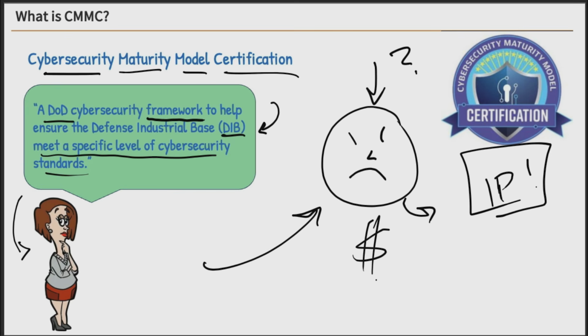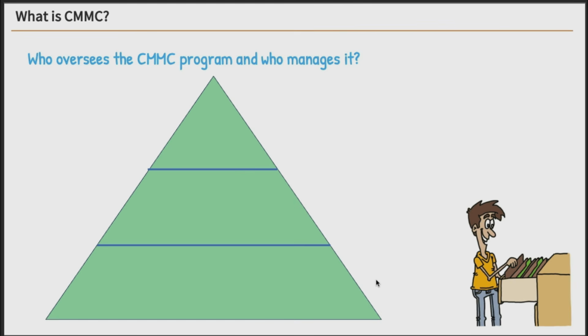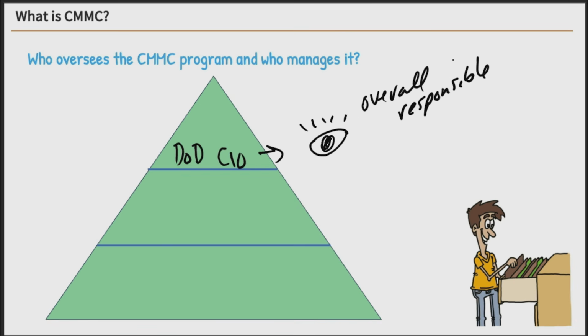So now that we know what it is and why we need it, let's talk about who oversees the CMMC program, who manages it. What is my chain of command in this instance? Well, let's start at the top. So at the top, we've got the DoD's CIO, Chief Information Officer, and they oversee the program. So what they do is provide oversight, which is basically the governance of the program. And they are overall responsible for implementing and enforcing CMMC. So all you folks out there know that overall responsibility is going to go to the top, and that's why it's the DoD CIO. I love those acronyms. All right, super. So who's next?